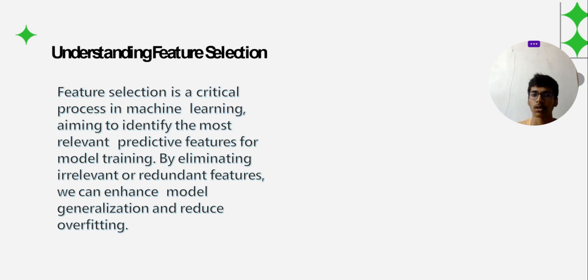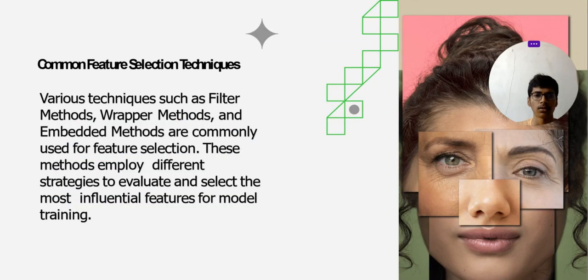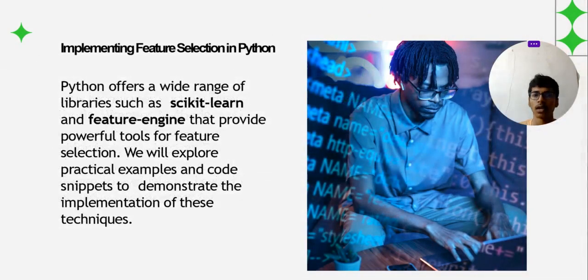To increase accuracy and model performance, we use feature selection methods. There are a lot of feature selection methods we are using nowadays. The basic three methods are filter methods, wrapper methods, and embedded methods. These methods have different strategies to evaluate and select the most influential features for model training. To implement feature selection, there are two libraries commonly used nowadays. One library is scikit-learn, and Feature Engine is a recently popular library for feature selection.